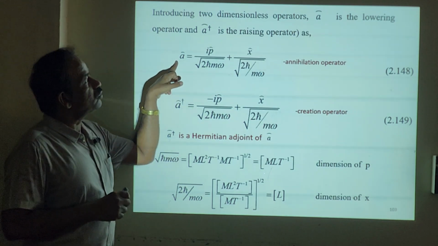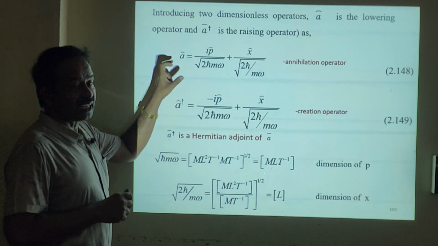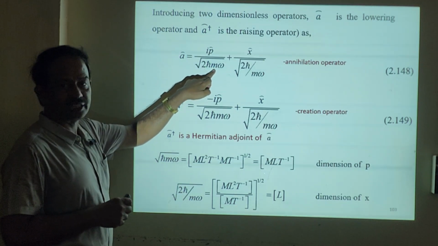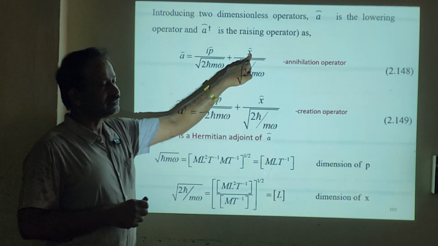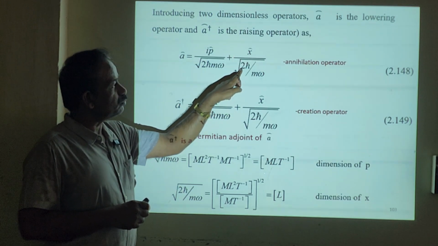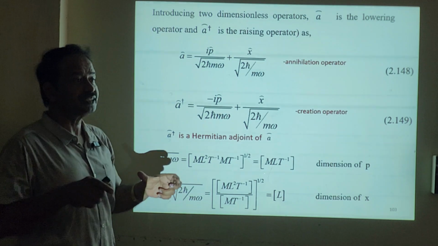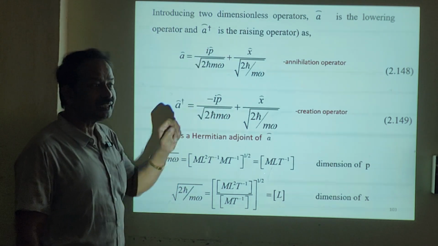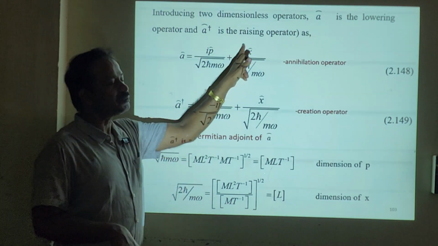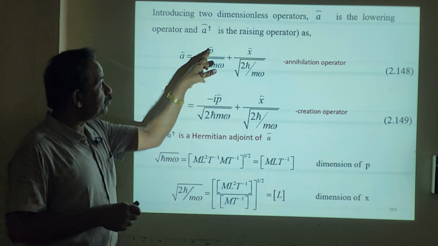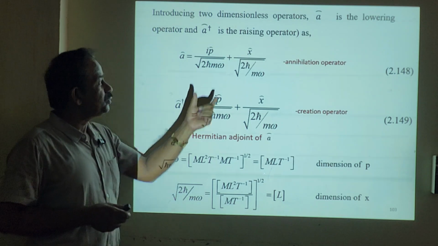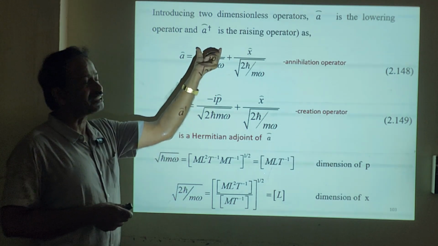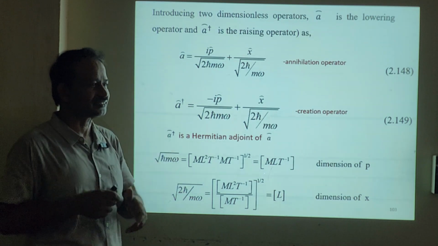So A is a dimensionless operator which can be defined as ip divided by root of 2h cross m omega, plus x operator divided by root of 2h cross by m omega. As we said, A is dimensionless, so each term must be dimensionless. But P has a dimension. You just calculate the dimension of this. This will exactly match the momentum, so both will get cancelled.